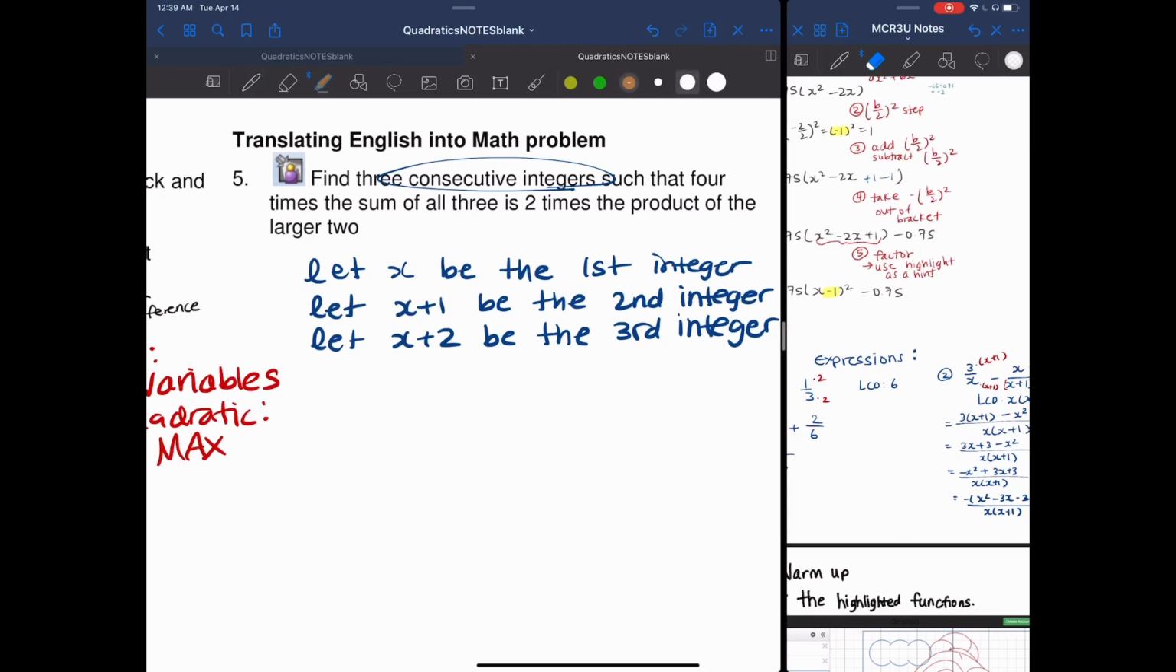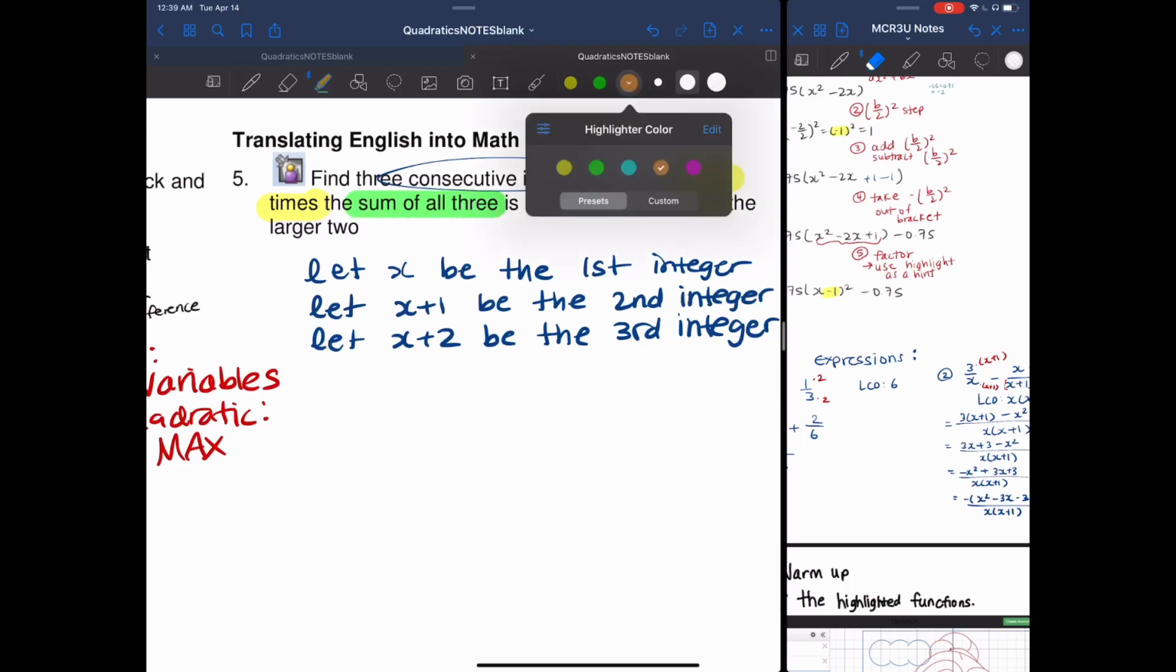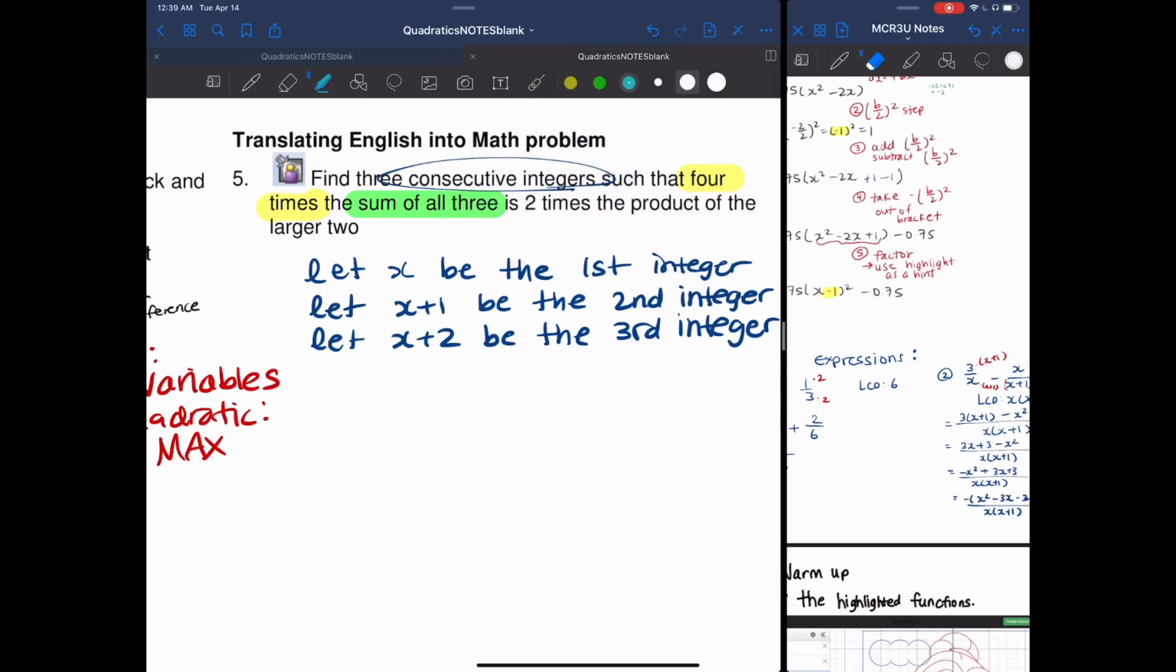Okay, and then it says such that 4 times the sum of all 3 is 2 times the product of the larger 2. Meanwhile, I'm going to break down what sum means. Sum means answer to addition. Is means equals. Times means times. Product means answer to multiplication. And then we can try to interpret it.